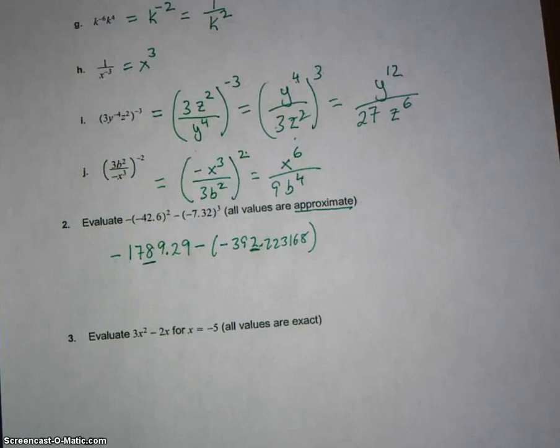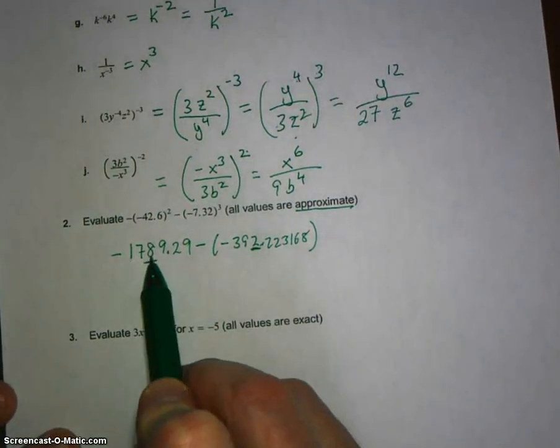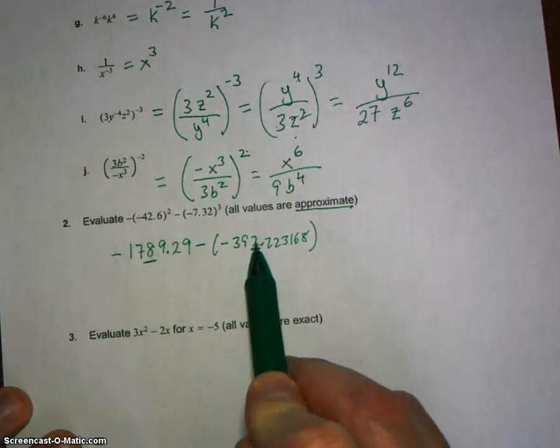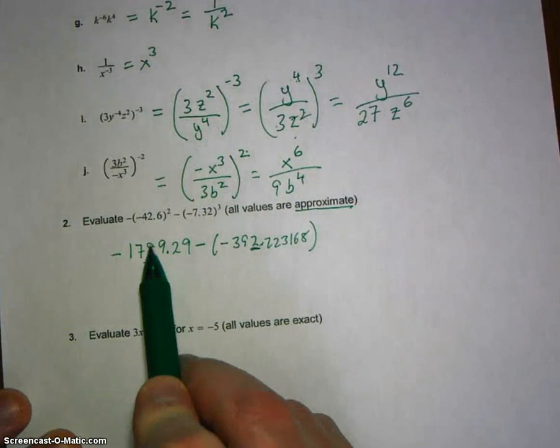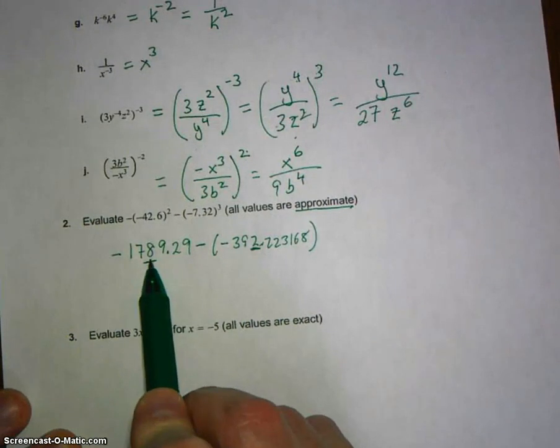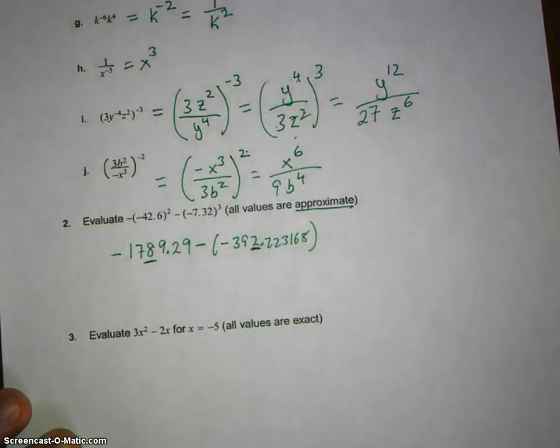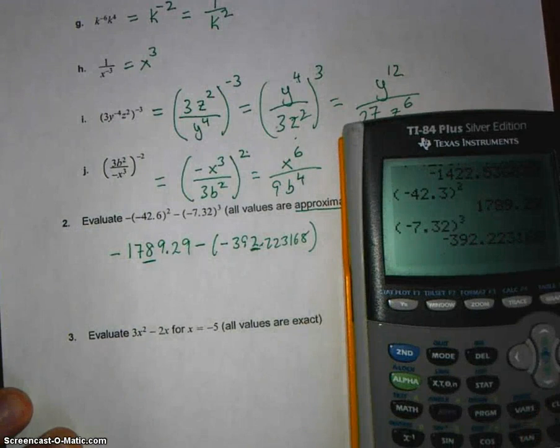Now I'm subtracting. And when I subtract, now it's precision, not number of significant digits. Notice this is in the tens place. This is in the ones place. This number is less precise. So our final answer has to be rounded to the nearest ten.